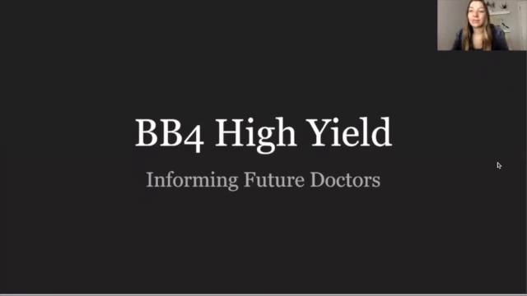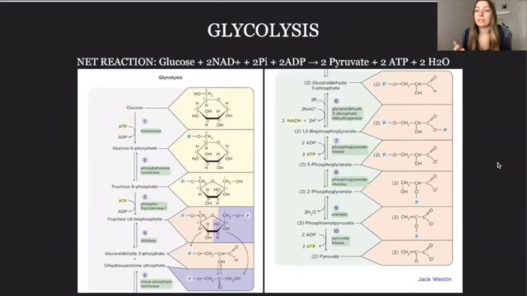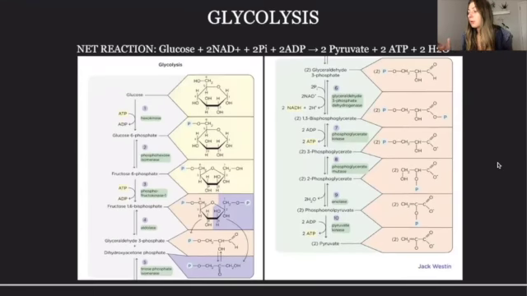Okay, again, if you're in our program, then we're in the BB4 chapter, but if you're not, we're going to be going over glycolysis, gluconeogenesis, and other metabolic pathways. First things first, glycolysis is a hugely important metabolic pathway that y'all need to be familiar with, but there's a lot that goes into glycolysis. This is just a small diagram of what glycolysis is, but this is a good diagram, in my opinion. Why do I like this?